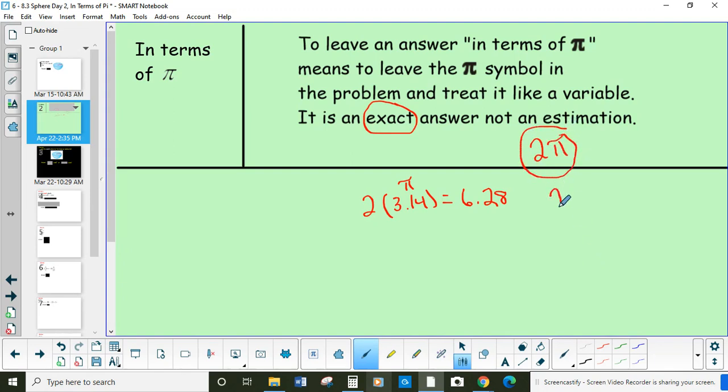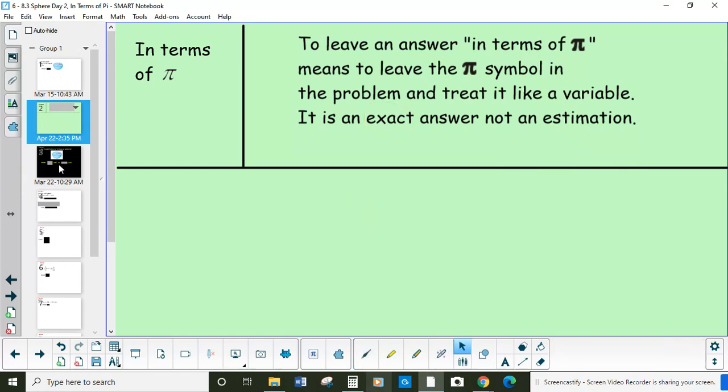So for example, you guys know that 2x means 2 times x, doesn't it? So 2 next to x means 2 times x. 2 next to pi means 2 times pi, and that's what in terms of pi means. That means you don't take out your calculator and hit the pi button or times 3.14. You just leave the pi there the same way you would leave an x. Okay, so that's something you learned today.